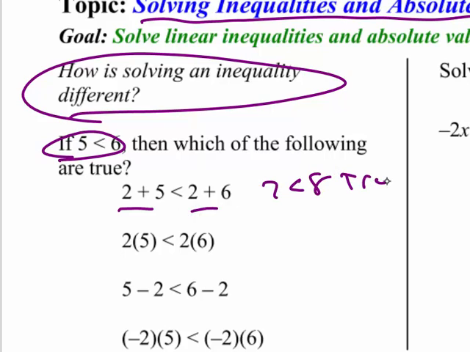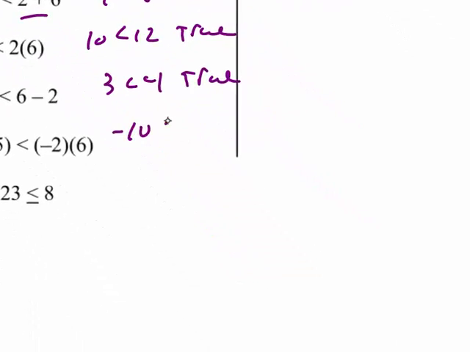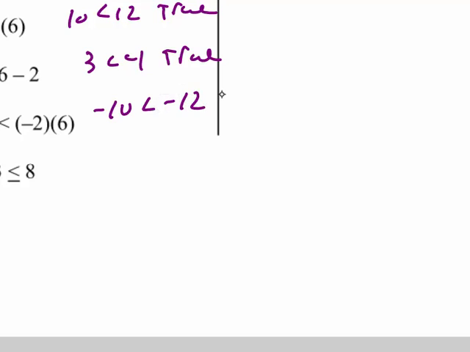Still true. You can multiply both sides by 2. 10 is less than 12. Still true. Subtract 2 from both sides. 3 is less than 4. Still true. When you multiply by negative 2, you get negative 10 less than negative 12. False.